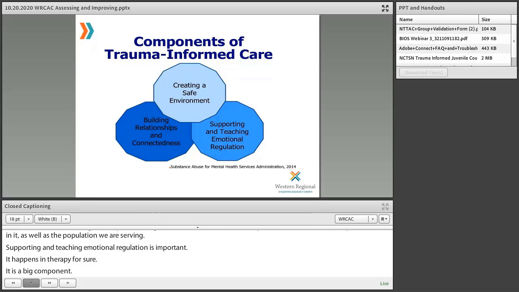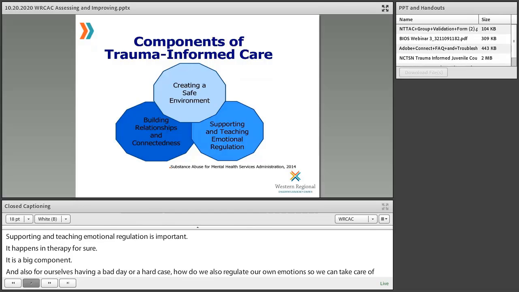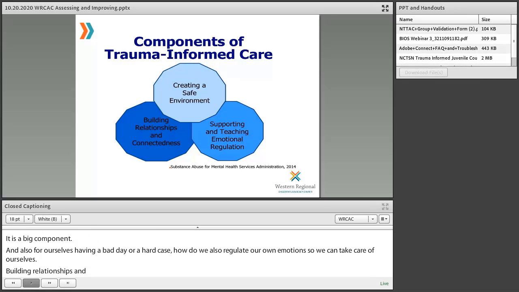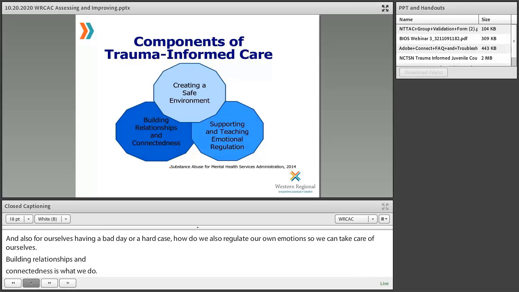And then building relationships and connectedness, that is like what we do as social workers and mental health professionals, law enforcement, right? Teachers, we're building relationships and connections with each other and with our families. And so this is just a little bit of a simpler way that I like to talk about trauma-informed care.